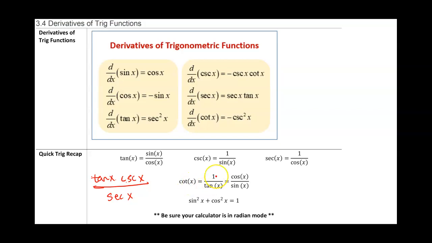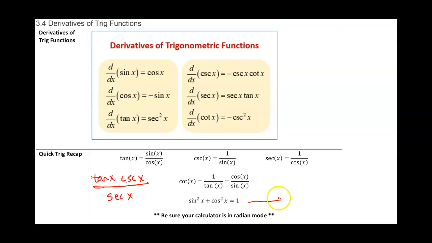Secant is 1 over cosine. Cotangent is the reciprocal of tangent. So if tangent is sine over cosine, then cotangent is cosine over sine. And anytime you have sine squared of x plus cos squared of x, that equals 1. And always make sure your calculator is in radian mode, because everything we do in this class will be in radians and not in degrees.